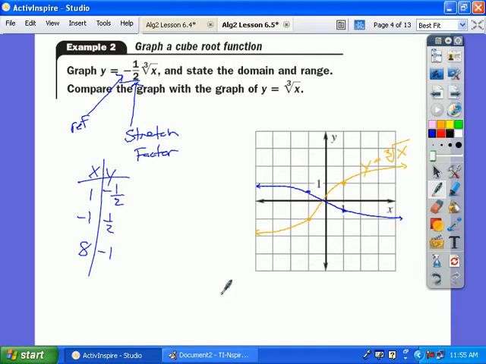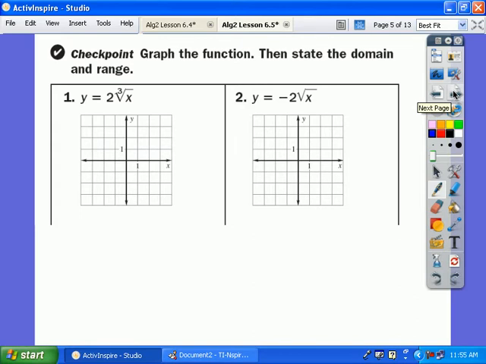So again, our transformations that we've seen in the past affect these graphs the same way. So here are 2 practice problems. For our time being, I'm going to skip past them and get to something a little bit more complicated. So here it is.